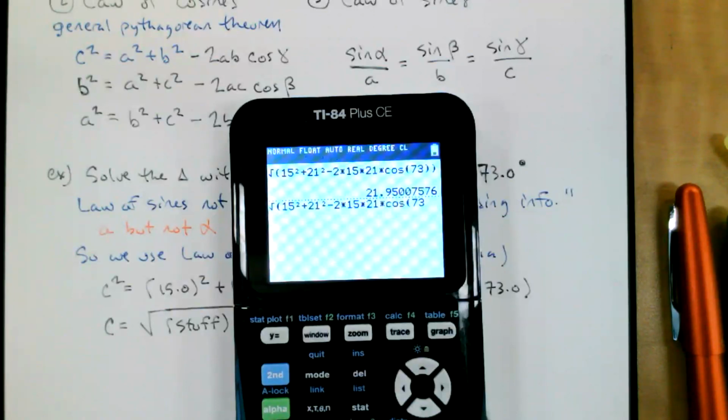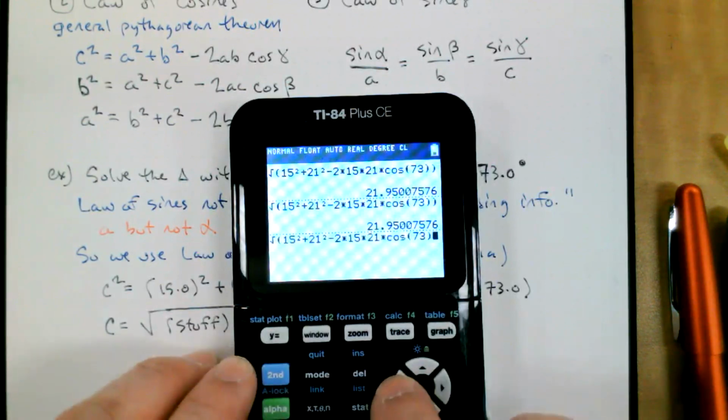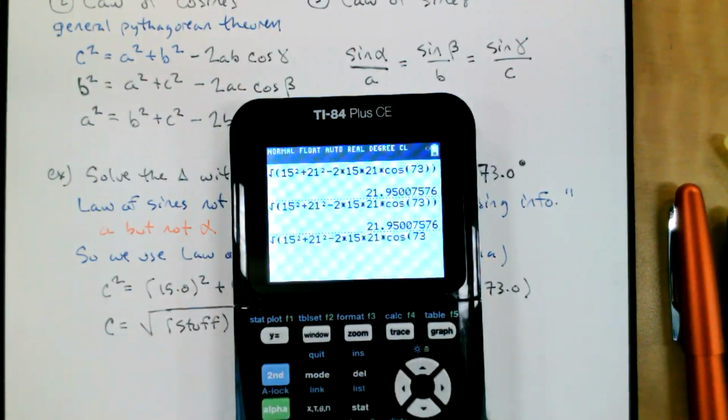So after the 73, we need to close the parentheses for the cosine and then close the parentheses for the square root before we hit enter. Both of those parentheses are at the end. If we forget, the calculator can deal. But we don't want to build bad habits now, because sometimes closing those parentheses is going to matter. Sometimes the calculator will get confused if we don't close the right parentheses. So we should learn when parentheses get closed.